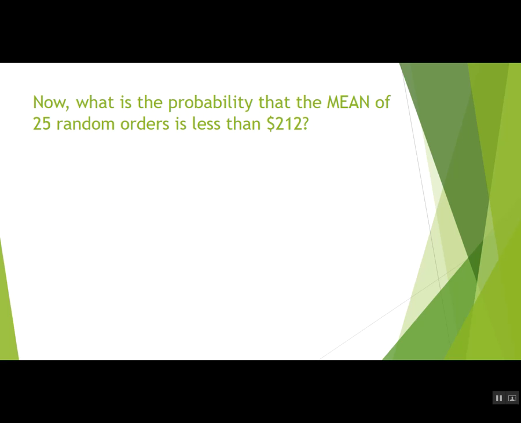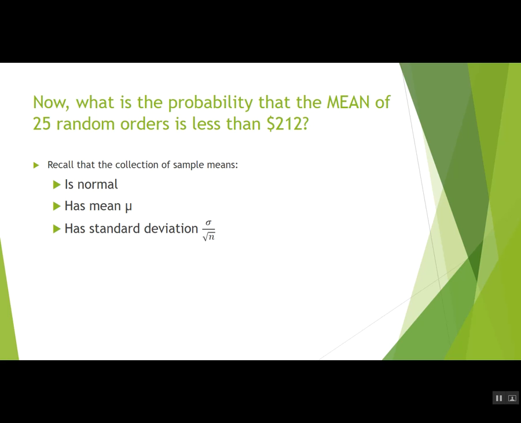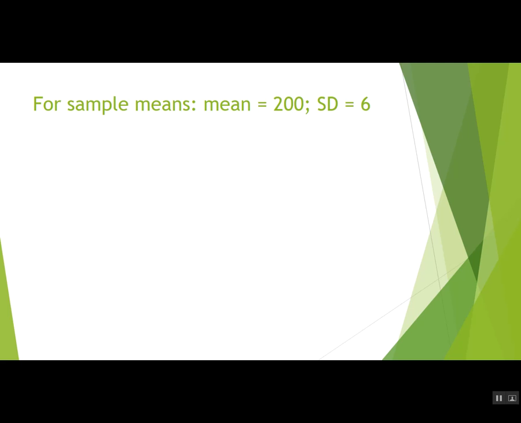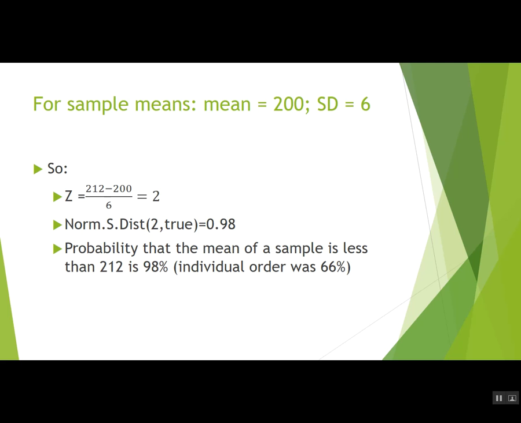Now, what's the probability that the mean of 25 random orders is less than 212? Here's where we use our theory about the sampling distribution. Recall that the collection of sample means is normal, has mean mu, has standard deviation sigma over the square root of n. So the average of all the sample means is still $200, but the standard deviation of the sample means, not of the individual orders, but of the sample means, is 30 divided by the square root of 25, or $6.